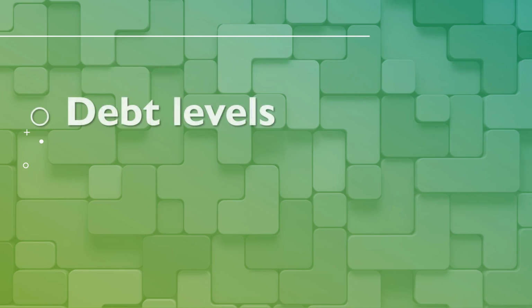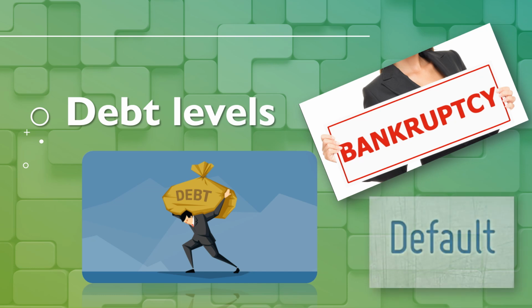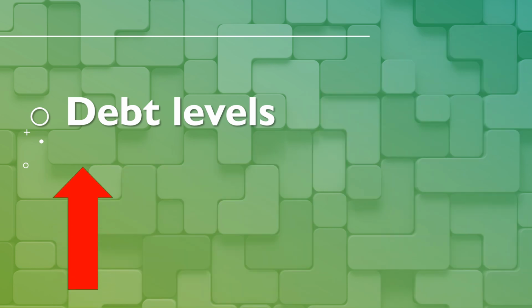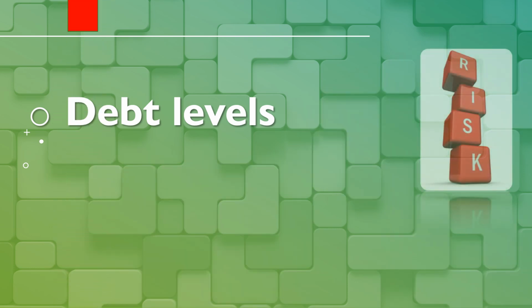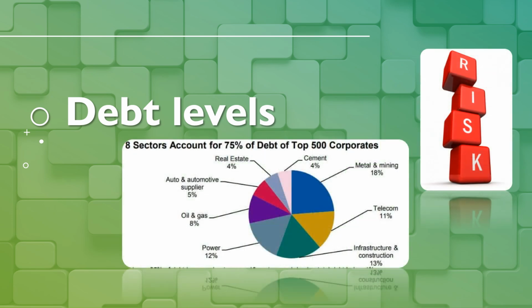Number 3. Debt levels. Investors should look at the company's debt levels to determine its financial health. Companies with high levels of debt may be at risk of bankruptcy or default. Although high levels of debt mean higher risk, debt levels can vary a lot, depending on the industry. That is why it is important to find average levels of debt for the industry your company is operating in.